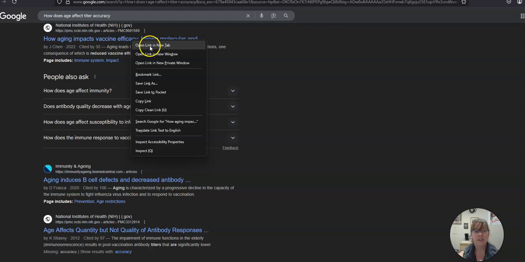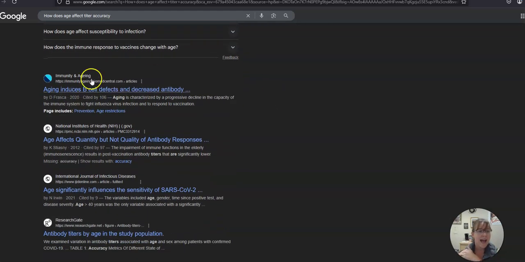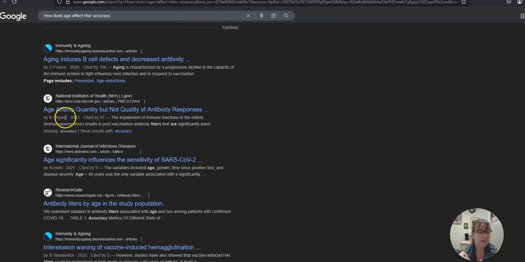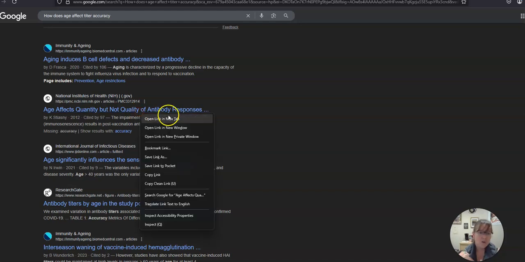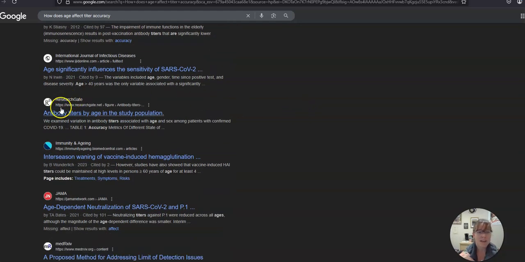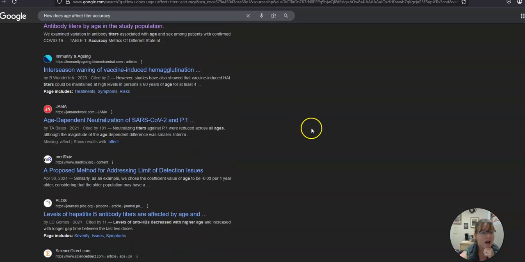Okay, so I've got this National Institutes of Health, How Aging Impacts Vaccine Efficacy. Interesting. I'm going to right click on this and open the link in new tab. Here we're talking about B cells, age effects, quantity but not quality of antibody responses. This is 2012. I don't know if this is about animals or humans, but we can look. Antibody titers by age in the study population. We can look at this.